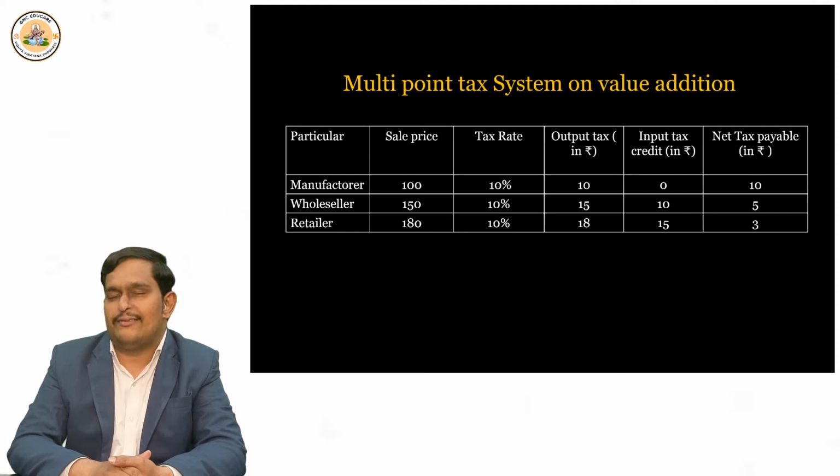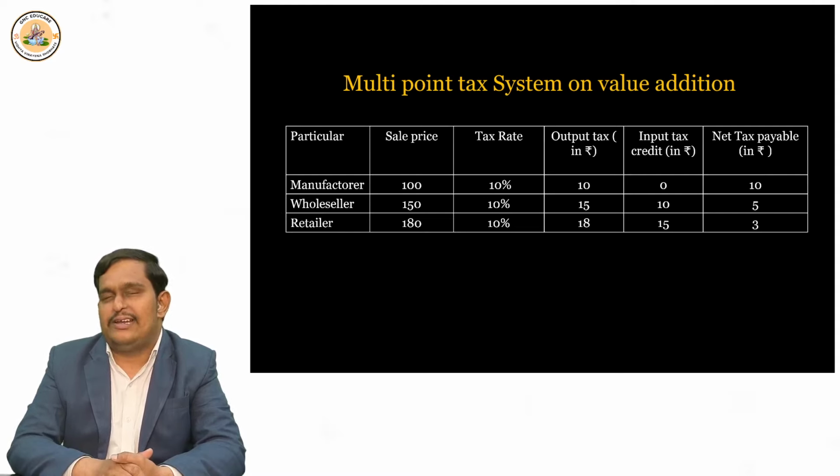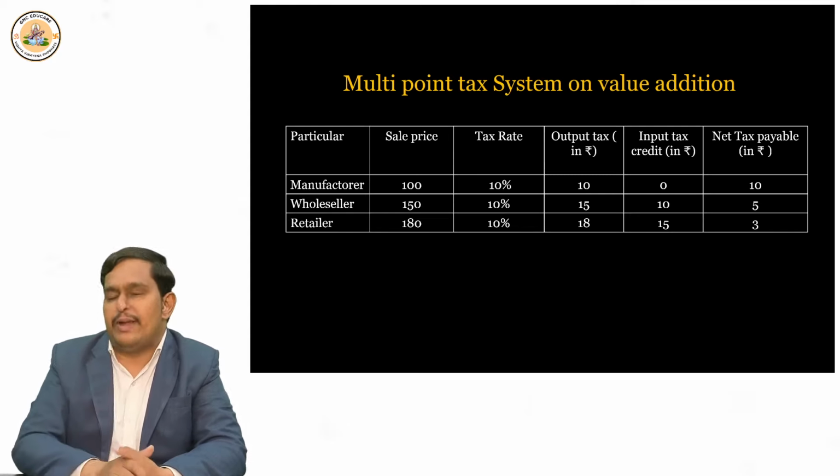Now come to wholesaler level. 150 rupees is the sale value, 10% tax. So 15 rupees tax will come. But in that 15 rupees tax, 10 is already paid, correct? So what is the additional amount on which tax should be paid? Earlier the value was 100. Now the value is 150. So how much is the additional value? Only 50 rupees. On that 10%, so 5 rupees should have been paid.